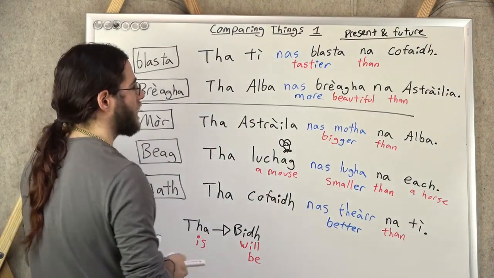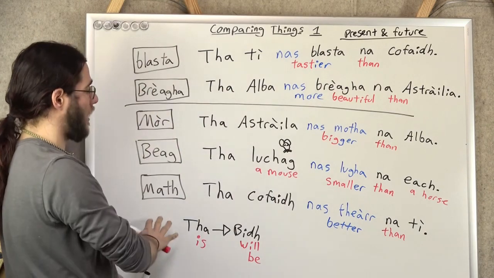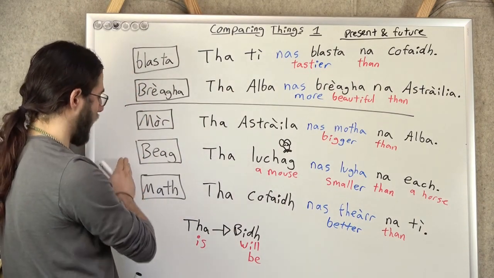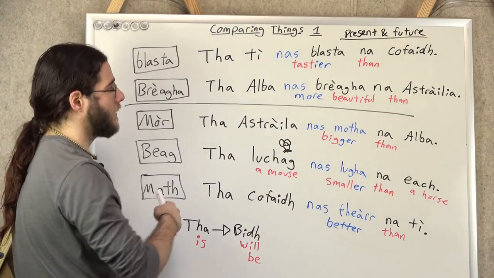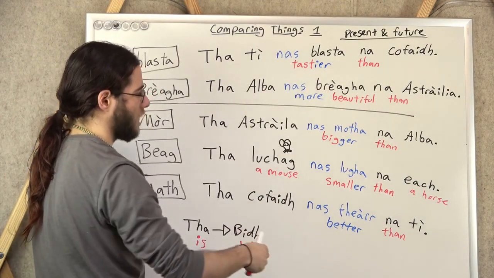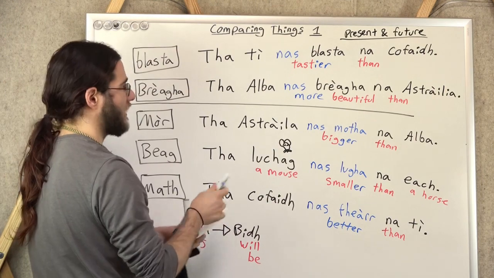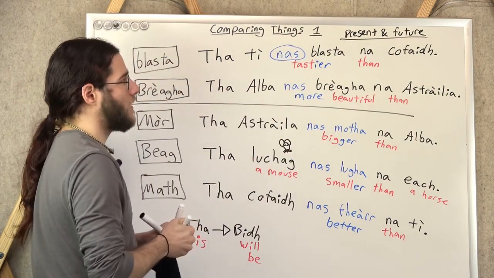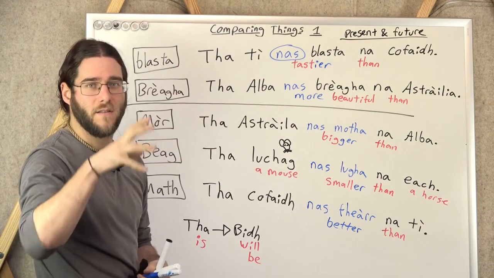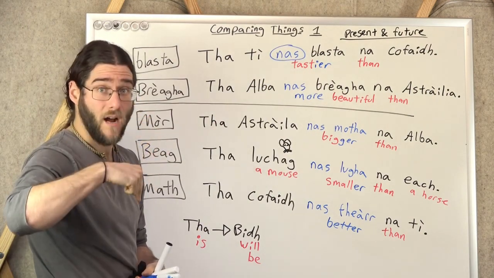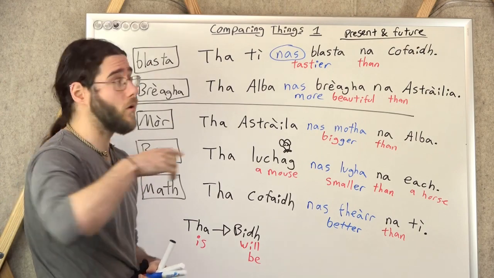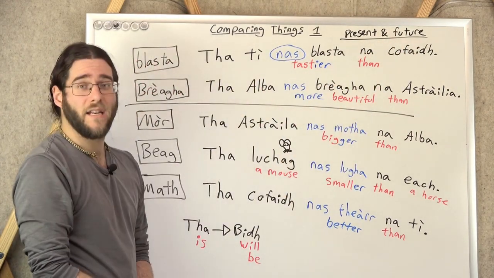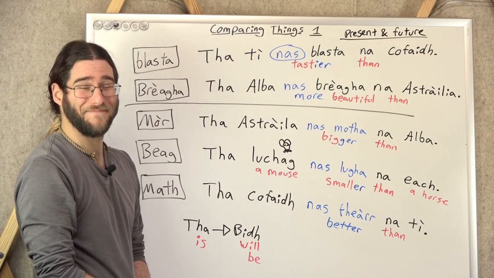So, this is how you make some comparisons using common describing words like blasta or bria, mor, bik, or ma, and the little changes that happen. Really, the main thing is that we have this nas coming in. That's always an indication that what's being compared is happening now or in the future. So you're adding in nases here. Gleva.